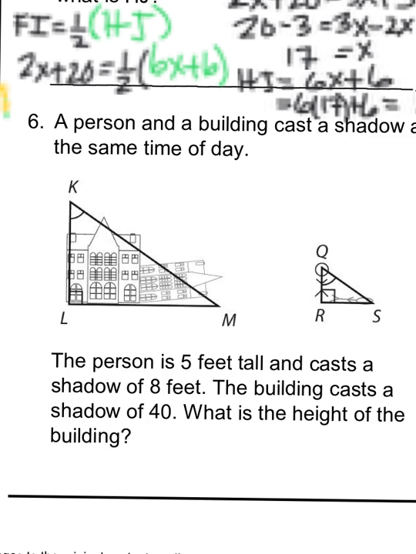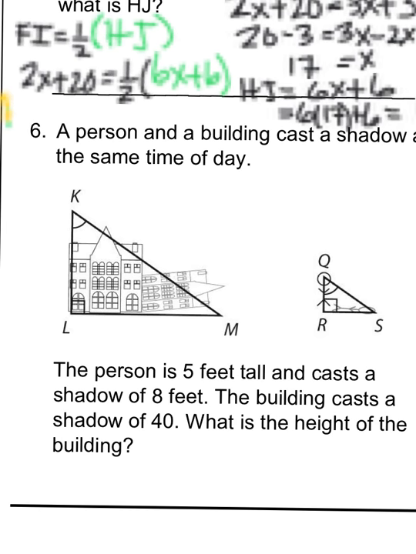Problem number 6, you have two triangles, and you know that the person is 5 feet tall, and you know that he casts a shadow of 8 feet. And you also know that the building casts a shadow of 40, but what you don't know is the height of the building. So now you can set up two fractions, and that creates a proportion. So x over 40 equals 5 over 8.